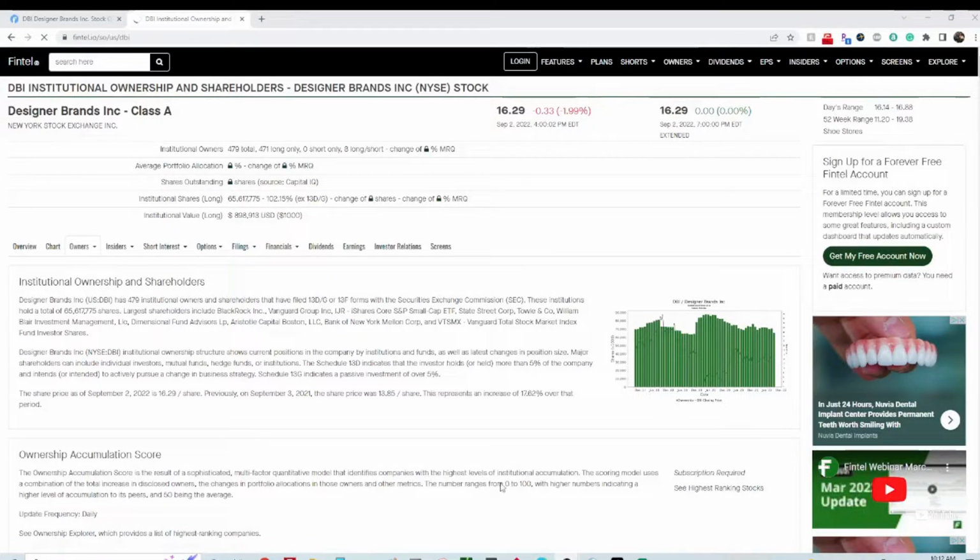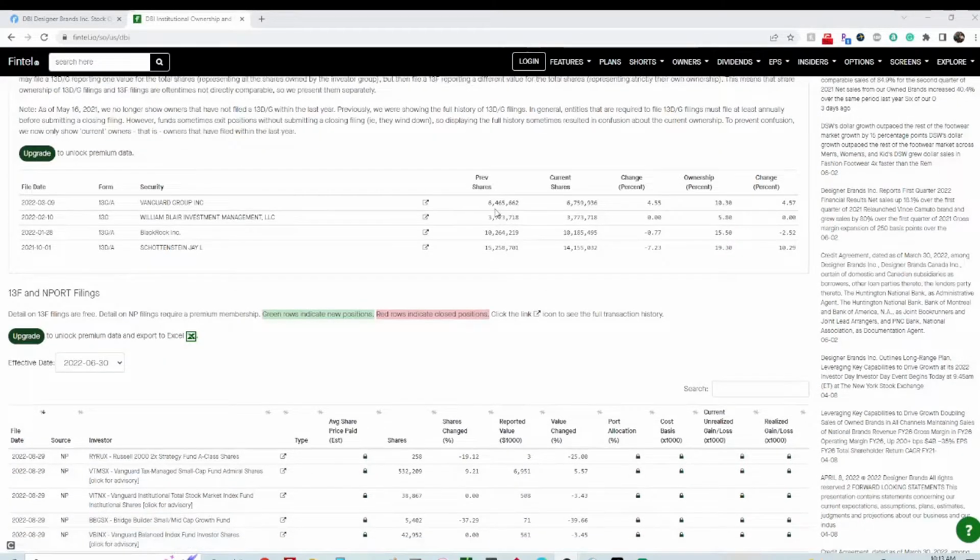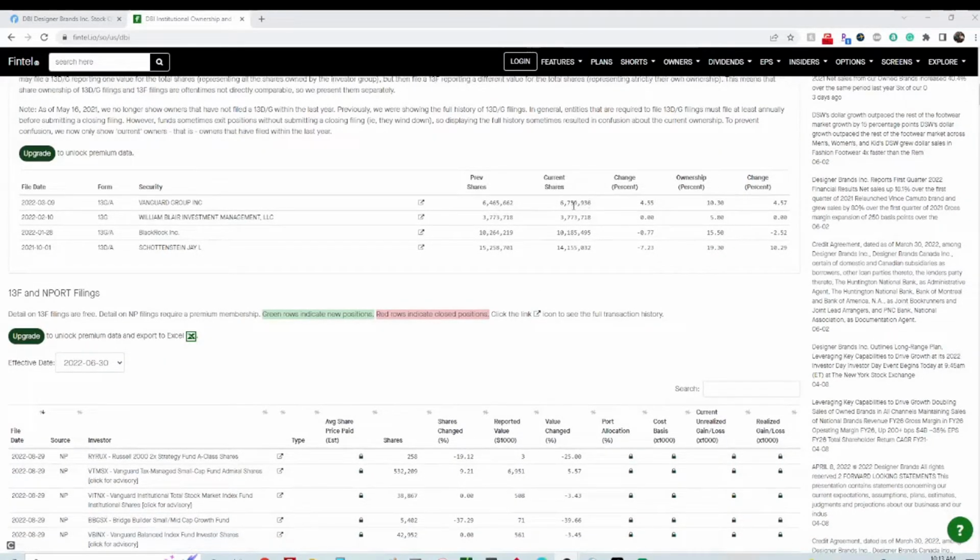I'm going to scroll down here. Might get a little laggy, but that's okay. Okay, so looking here, we can see the 13G, 13GA owners are the top shareholders. So we can see Vanguard added to their position. They had 6.4 million. Now they have 6.7 million. So that's good. It's always good to see the people add.